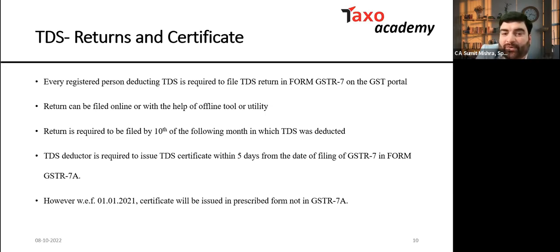The supplier has to do a simple thing: go to their portal and accept the transaction, whether the transaction pertains to them or not. If the transaction is okay, they can accept it, and the amount of the TDS will automatically get reflected in their cash ledger. That's why, with effect from 1st of January 2020, the certificate requirement was dispensed with. There is no such requirement of issuing in the prescribed form. Again, the same thing is there. So there is no such requirement now of issuing a certificate like in Form 7A.